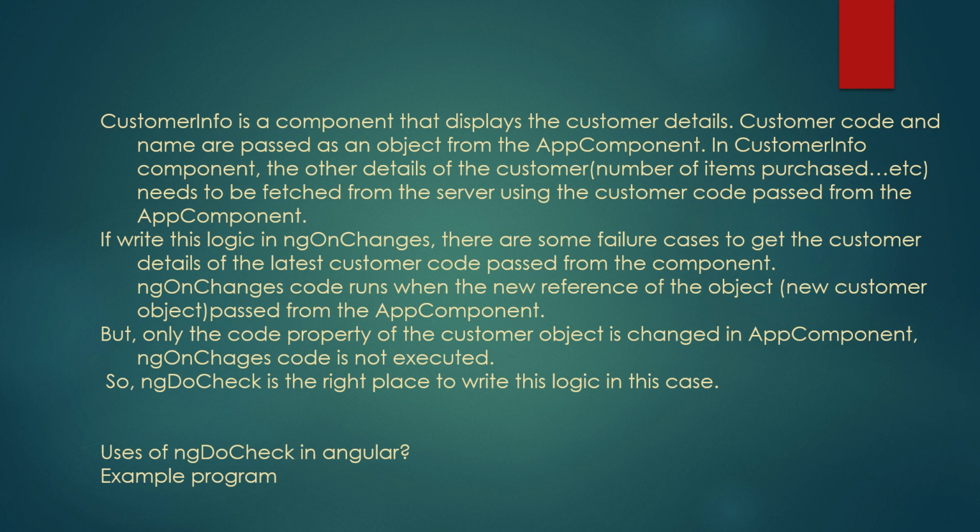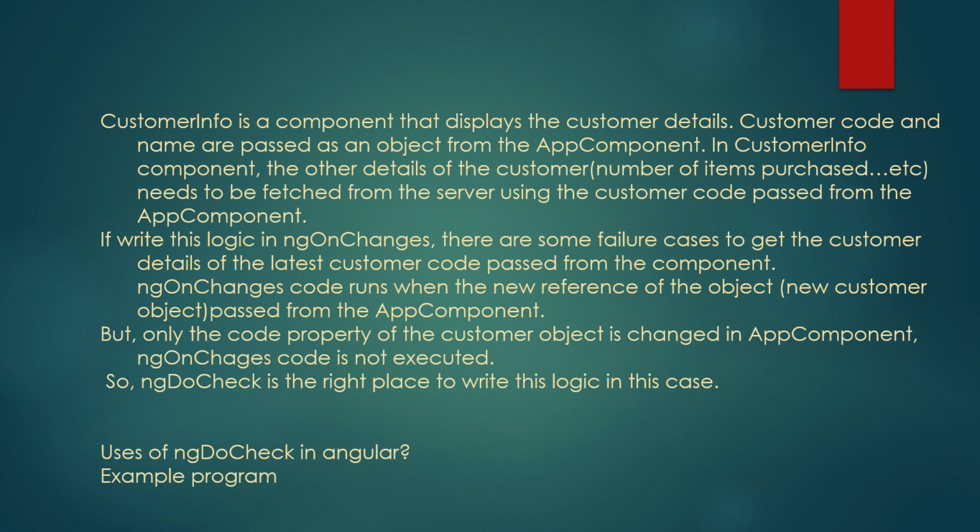ngDoCheck is a lifecycle hook of a component or directive. First, let us try to understand this with a use case. Suppose CustomerInfo is a component to display the customer details, and it is used in the app component. Customer code and name are passed from the app component.